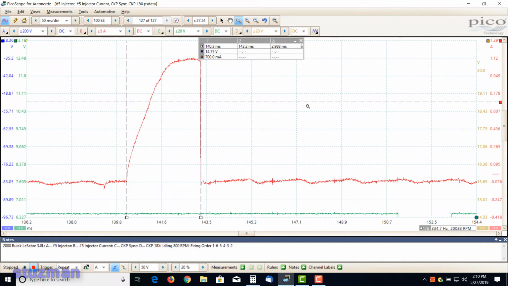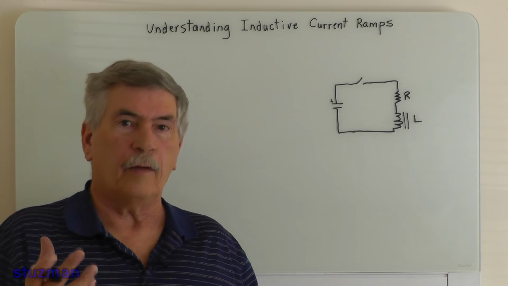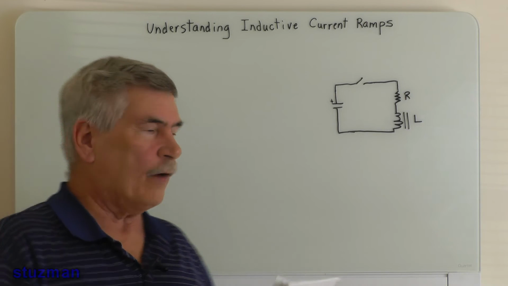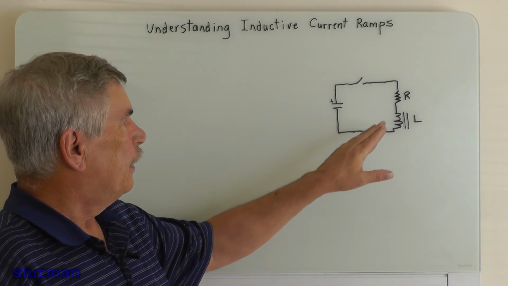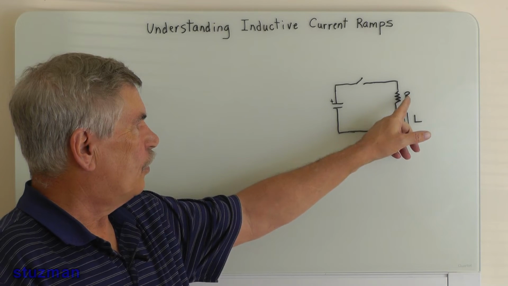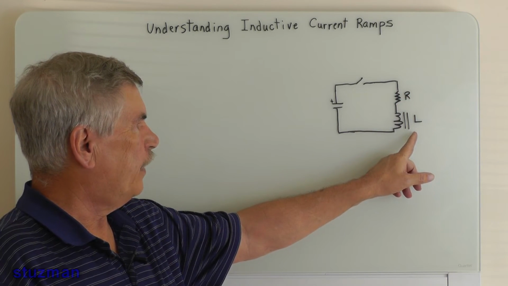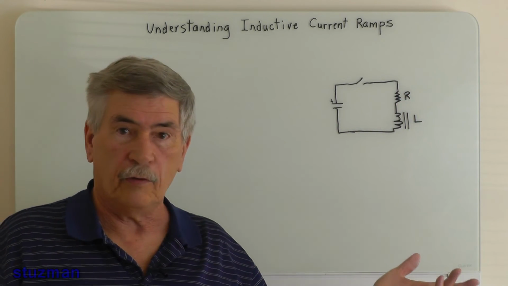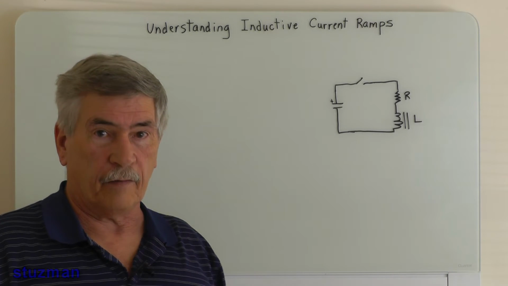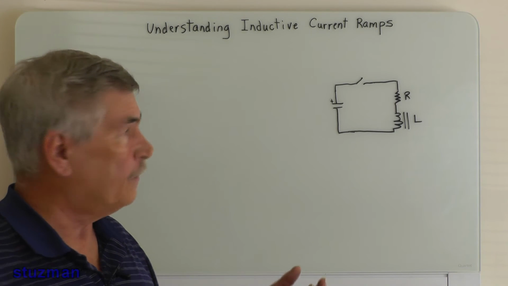Now let's go to the board and see what we can figure out from all of this. All right, we're back. Now I redrew the circuit here for a fuel injector. Remember, this is R for our resistance, and we have an L for inductance, but we don't know what that is, do we? Let's see if we can figure out what it is from the calculations we made.